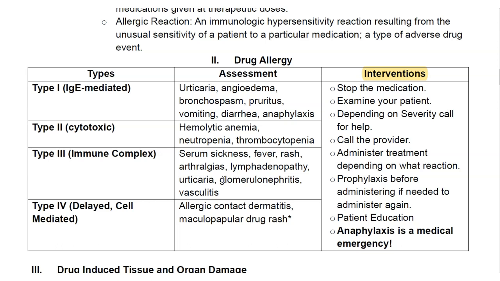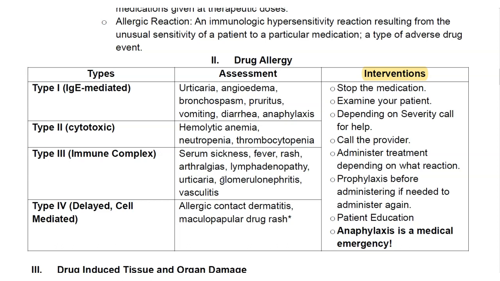Anyhow, next would be patient education. We need to make sure that we educate the patient, and hopefully they can report any weird sensation, anything that they're feeling during or after they are receiving medication, especially if we're going to send them home with a new medication.